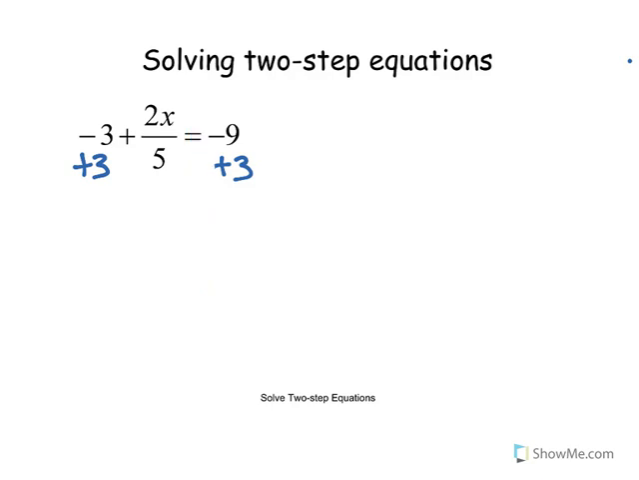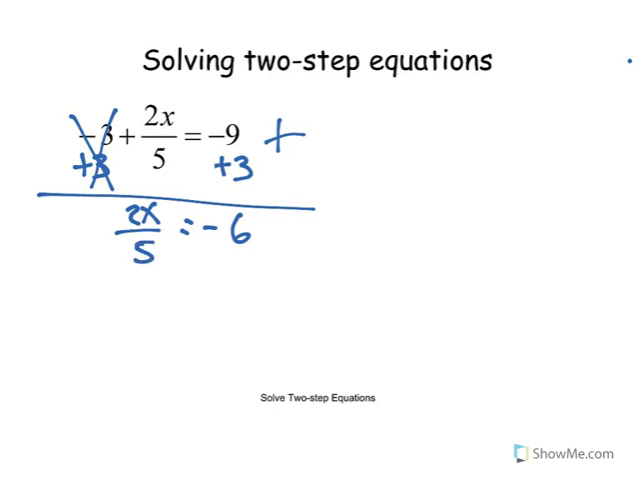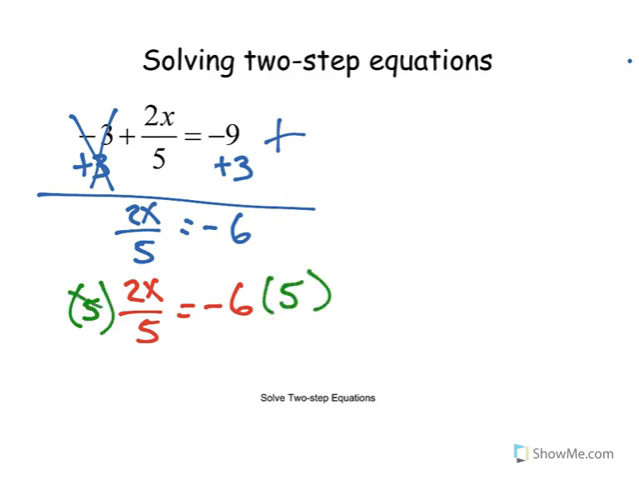All right, so I'm adding 3 on both sides, positive 3. Negative 3 plus positive 3 is 0. Negative 9 plus positive 3 is negative 6. And we'll bring down 2x fifths. So I'll rewrite this, right? 2x divided by 5 is equal to 6. So one approach would be multiply by 5 to clear the denominator. So multiplying by 5 and dividing by 5 is like multiplying by 1.